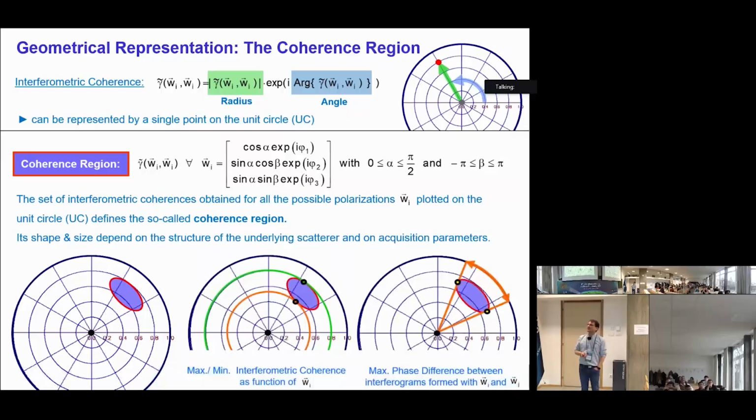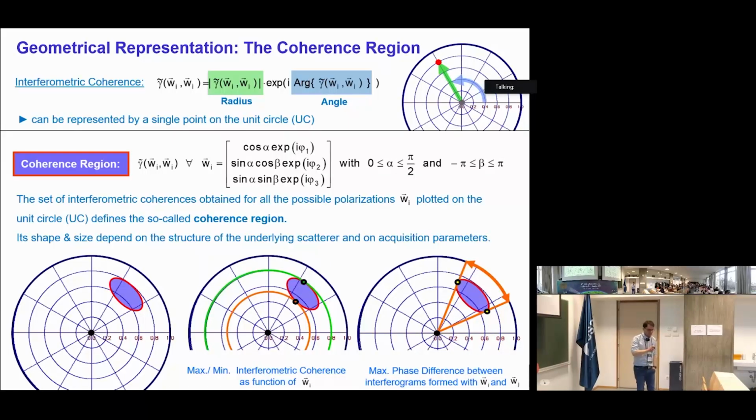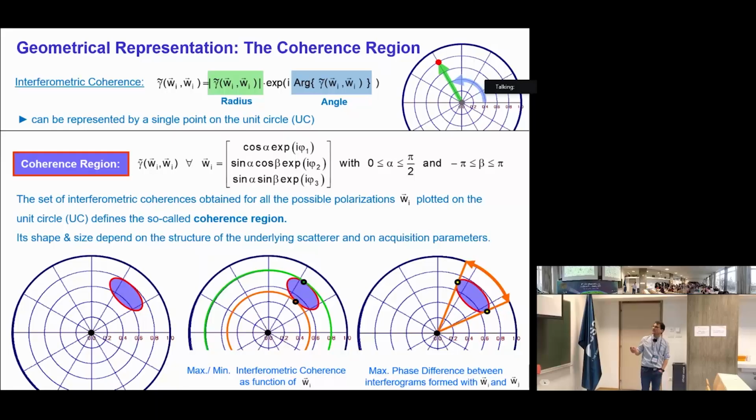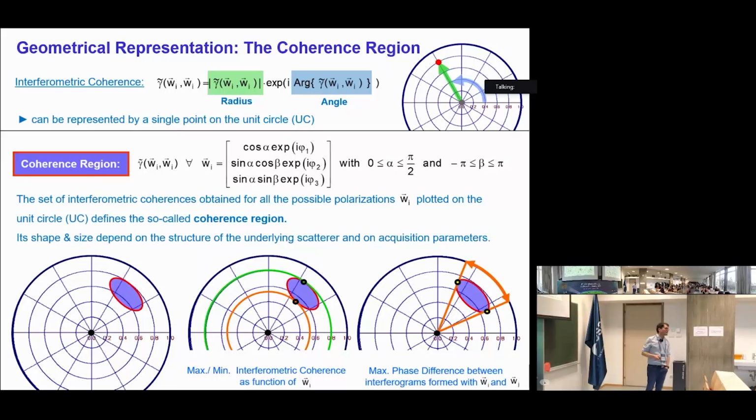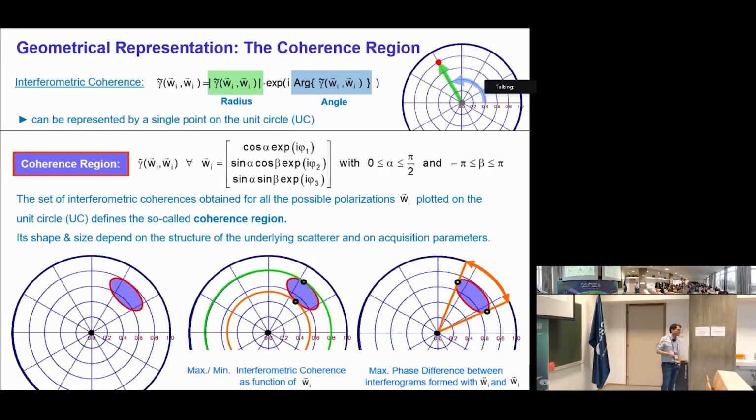And now you can start, we say, to optimize. When you optimize to look for the coherences with minimum and maximum absolute value, basically you tend to take points in the coherence region which have the largest distance in the radial direction. So this is what happens. You can also maximize for this angular direction, so what we said before, and therefore you take the two points of the coherence region which have maximum separation in phase, so in the angular direction.